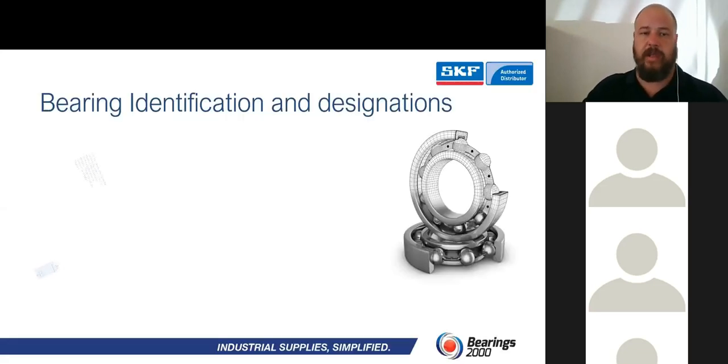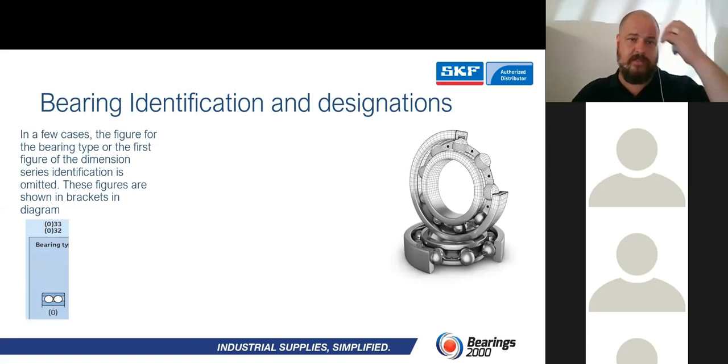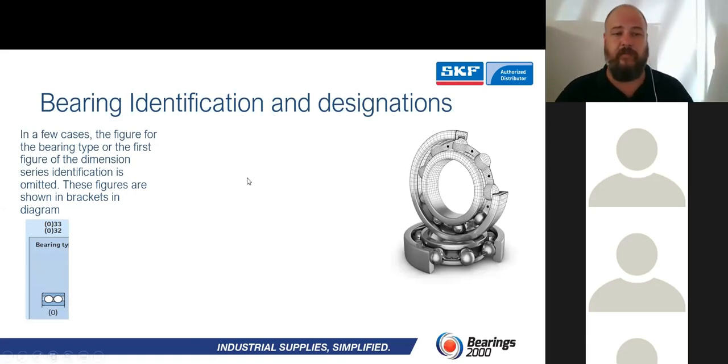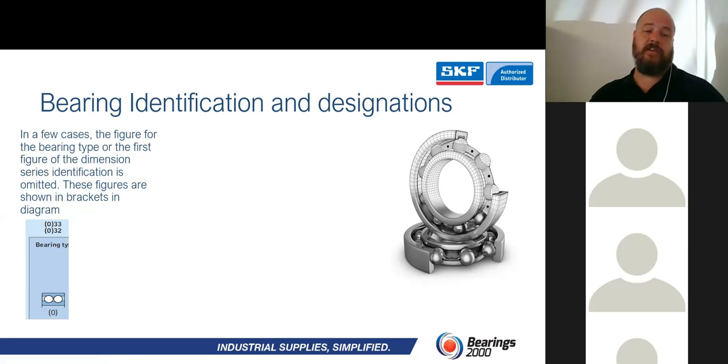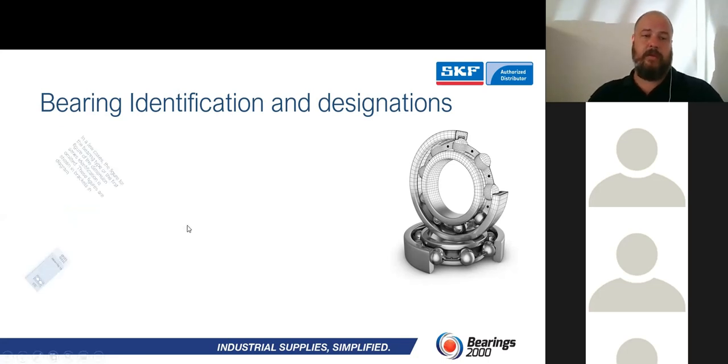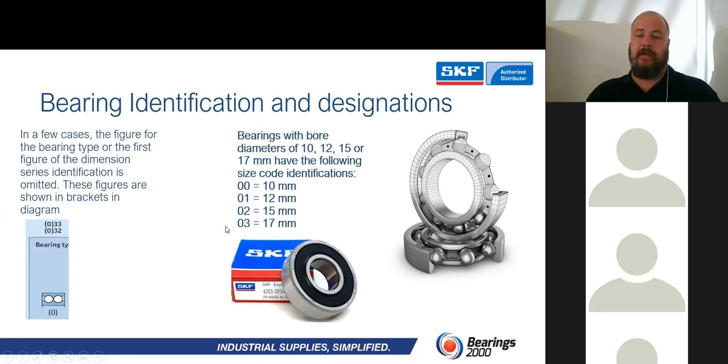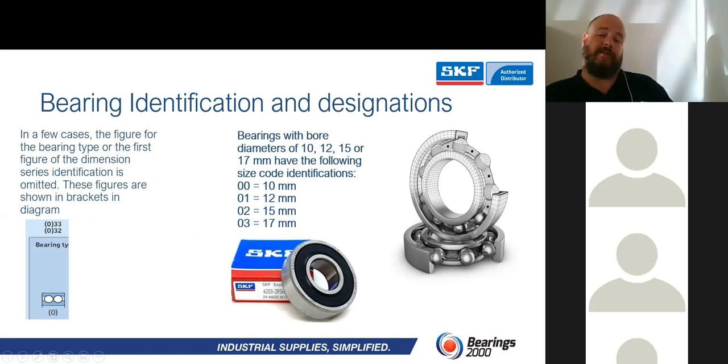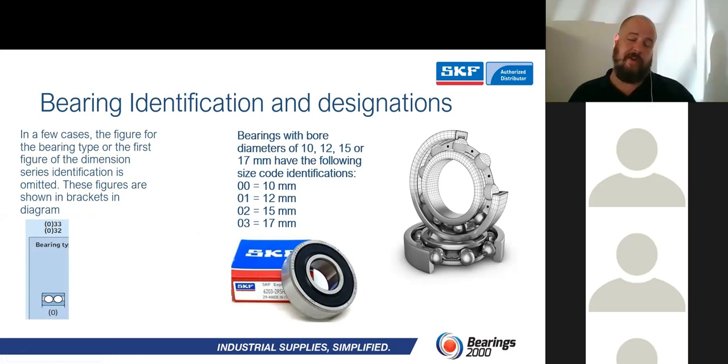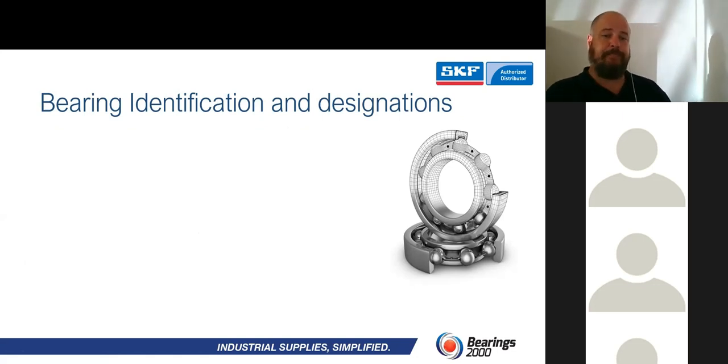So let's look at some of the exceptions. In a few cases, the figure for the bearing type, or the first figure of the dimension series identification, is omitted. These figures are shown in brackets in the diagram. Then your bearings ending in 00, 01, 02, and 03. So a 6303, for instance, according to ISO standards, is a 10, a 12, a 15, and a 17 millimeter. Those are your first rules of exception when identifying a bearing.